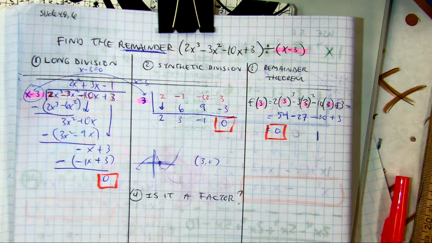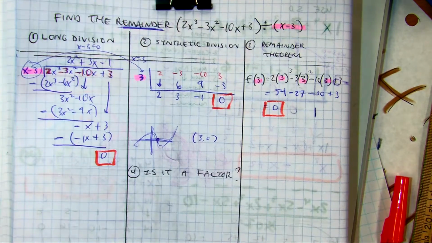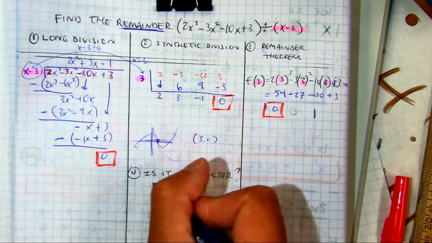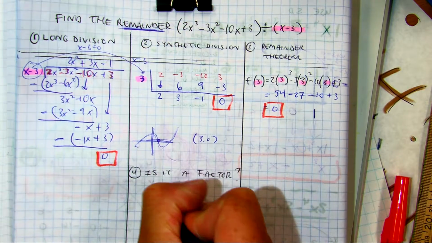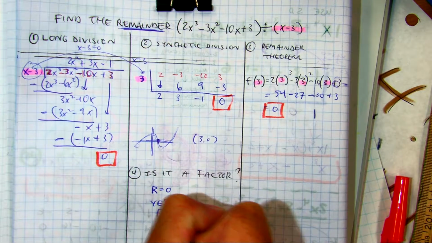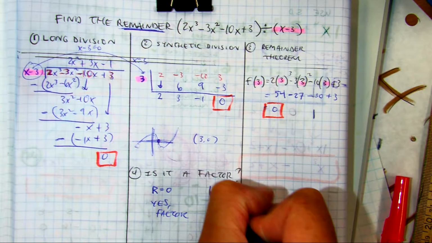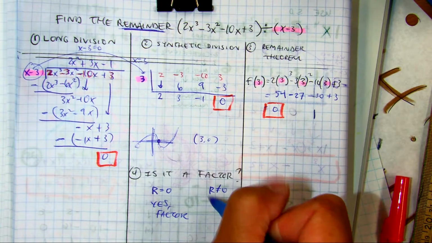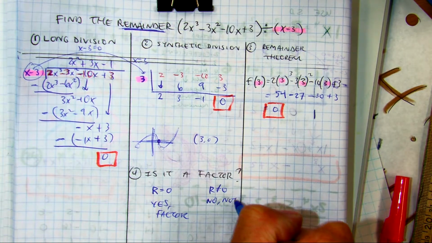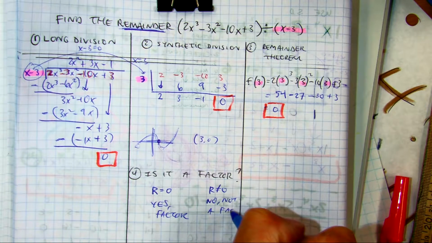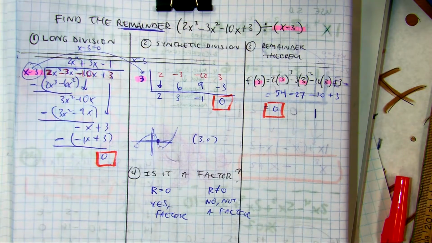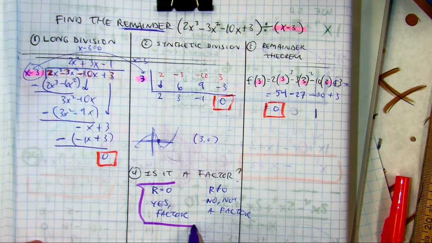So in today's lesson, we have the remainder theorem. And the remainder theorem helps us answer this question. Is it a factor? Well, you just have to look at the remainder. If the remainder is equal to 0, then the answer is yes, it's a factor. Or if the remainder is not equal to 0, then what's the opposite of this? No, not a factor. Question, what's the remainder? 0. So it is a factor. It is going to cross.